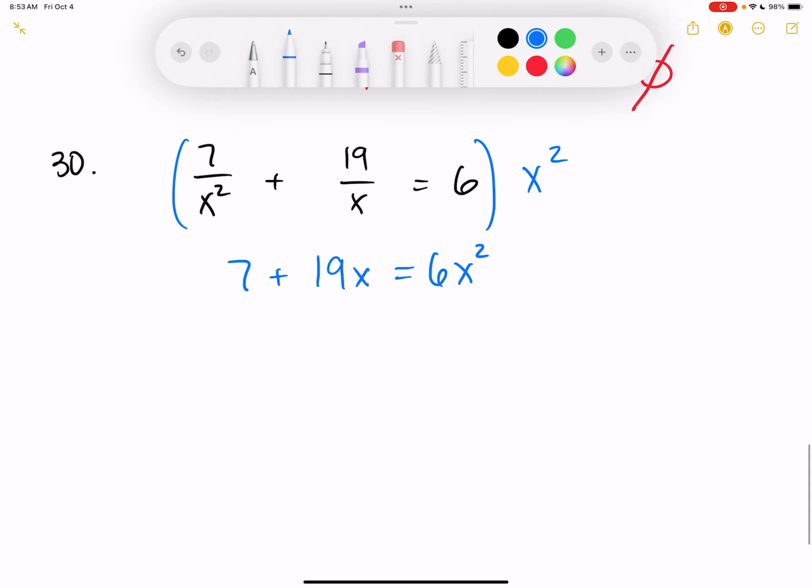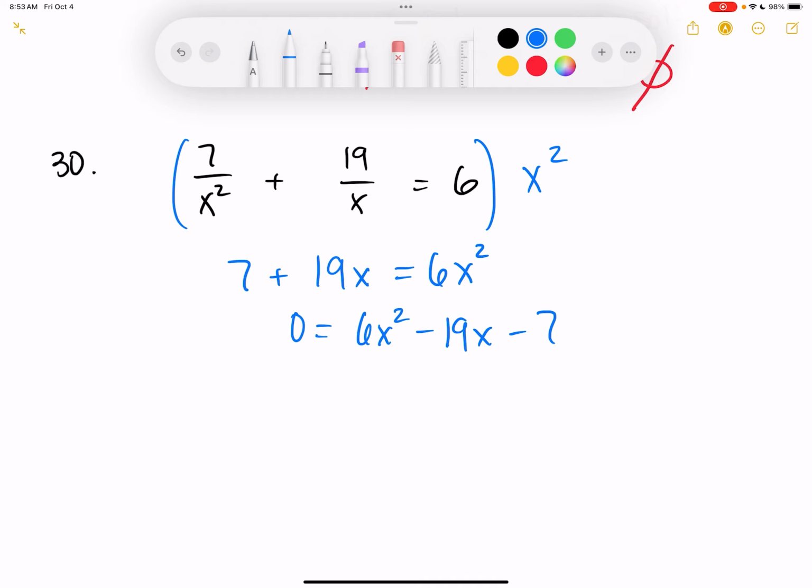So now I'm going to move everything to one side. I'm going to move the 19 and the 7 to the right just because I would prefer my leading term to not be negative. So 6x squared minus 19x minus 7. And it doesn't matter if you go right or left. It's not going to change anything.